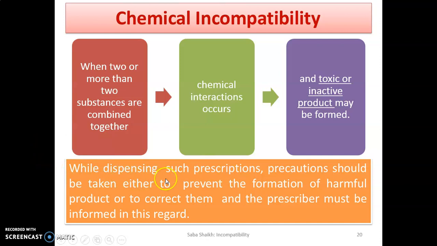While dispensing such prescriptions, precaution should be taken either to prevent the formation of harmful products or to correct them, and the prescriber must be informed in this regard. It means the pharmacist should understand there is a chemical incompatibility in the given prescription so that he can convey the message to the prescriber, the doctor, regarding this chemical incompatibility.